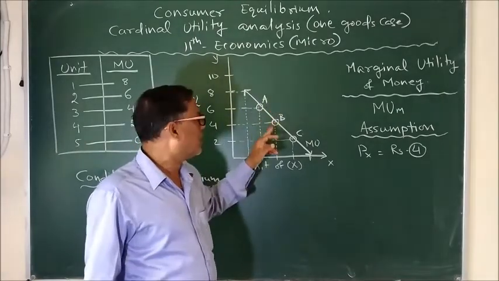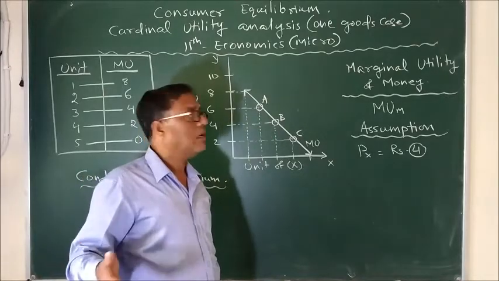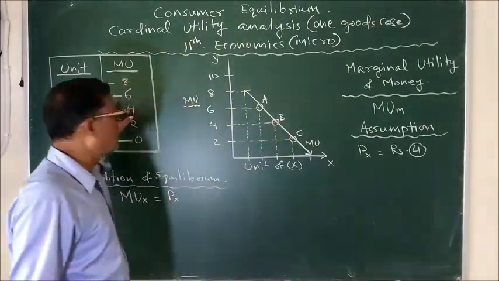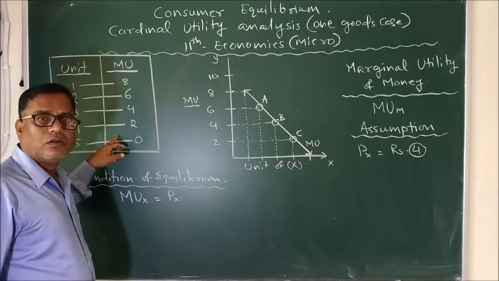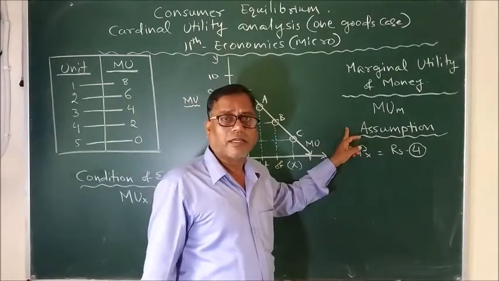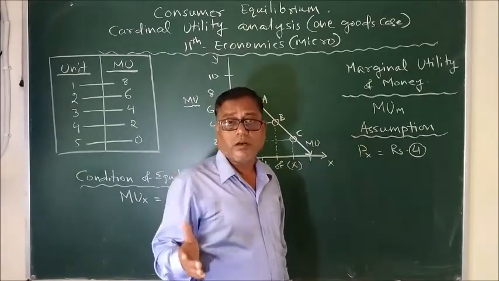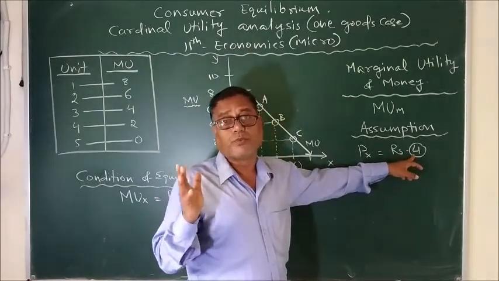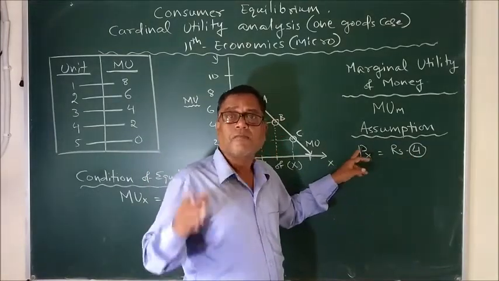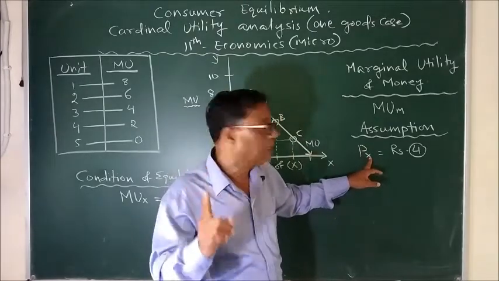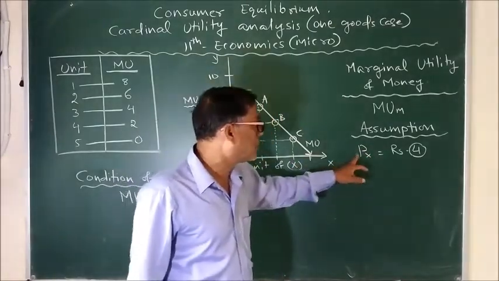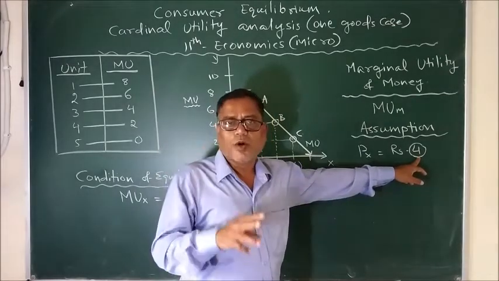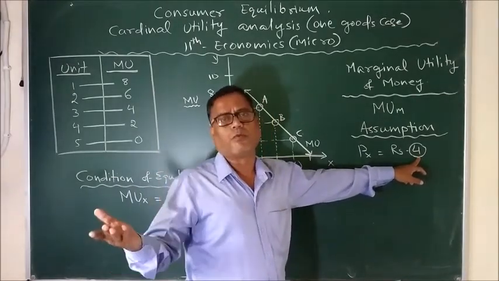So in detail, by giving a particular example, we will try to understand consumer equilibrium in the one good case. For that we have to prepare an imaginary marginal utility schedule, and we have to assume something. For example, the good that the consumer is consuming is worth 4 rupees per unit. Here PX stands for the price of X. X is the good that the consumer is consuming, and the price of X per unit costs him 4 rupees. So 1 X is 4 rupees, 2 X he is spending 8 rupees, 3 X is 12 rupees, and so on.